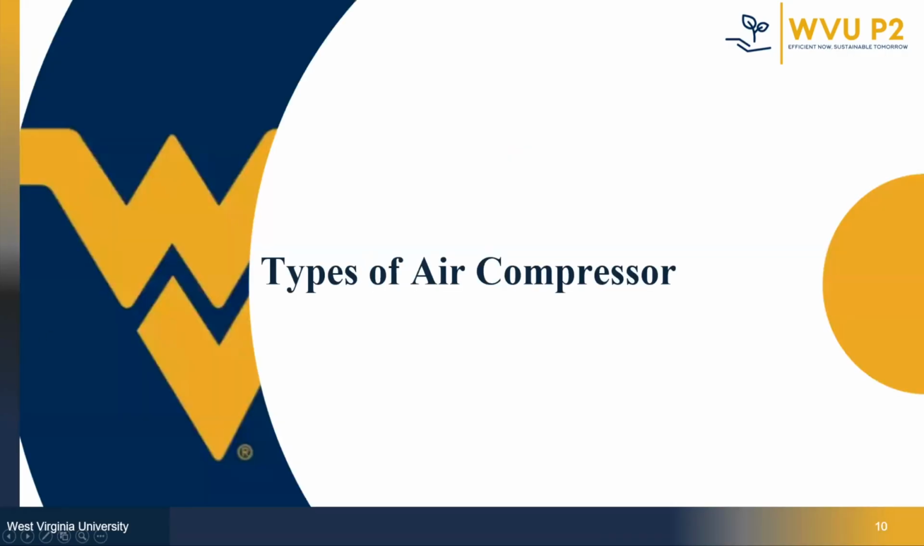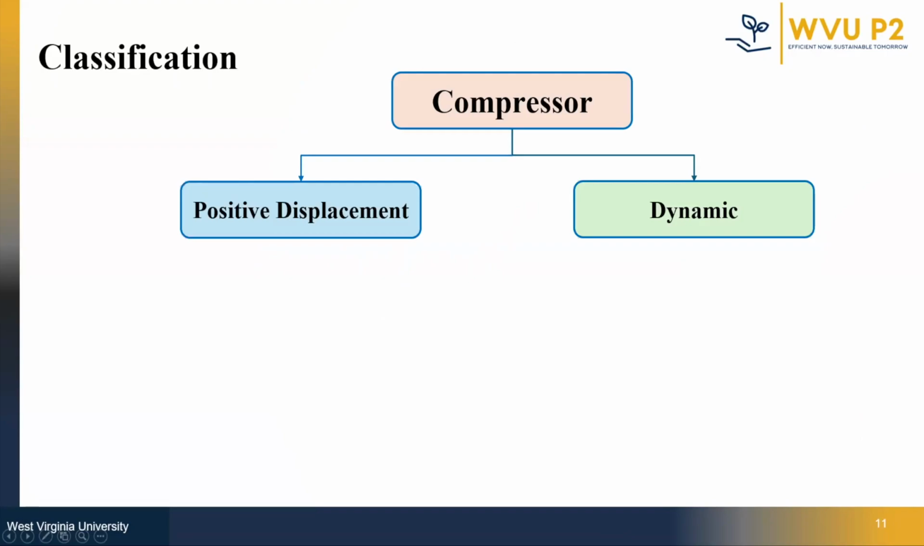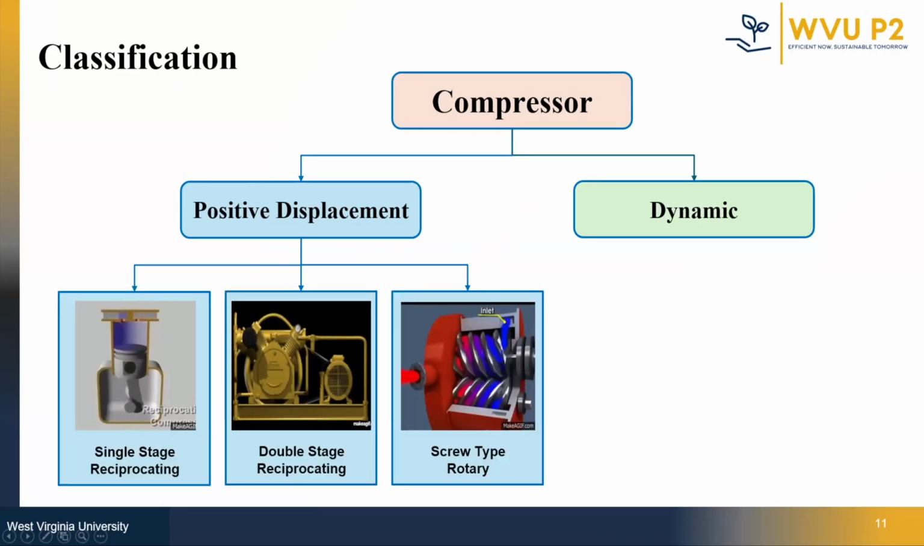So let's focus on the different type of compressors. Compressors are generally classified into two main categories: positive displacement and dynamic. The positive displacement compressor work by trapping a fixed amount of air and squeezing it through a smaller volume to raise the pressure. Single stage, double stage, and screw type compressor comes under positive displacement compressor. Dynamic compressor, on the other hand, use speed instead of volume reduction. They accelerate air to a high velocity and then convert that velocity into pressure.